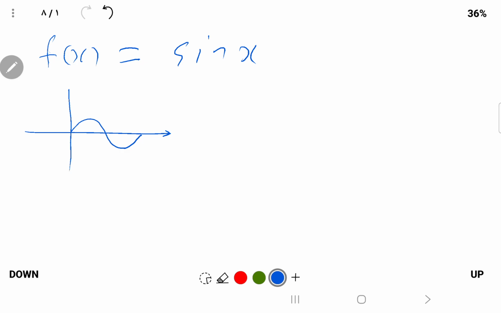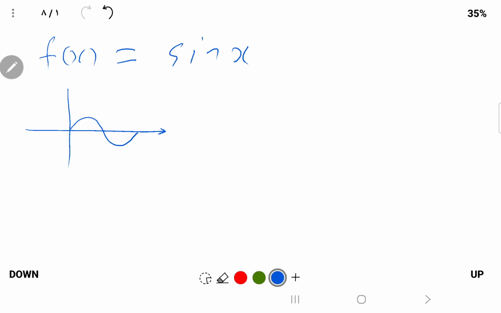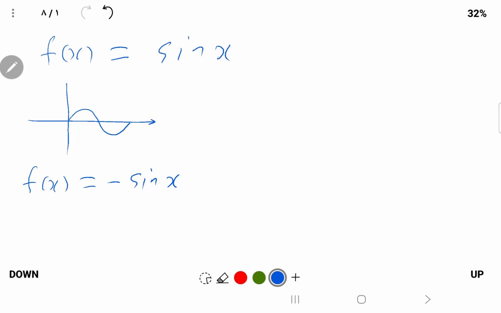Now, what's going to happen to the parent function if you add a negative sign in front of the function? Let's say you have f(x) is equal to negative sine x. In this case, the function will be reflected over the x-axis, and it will become like this.